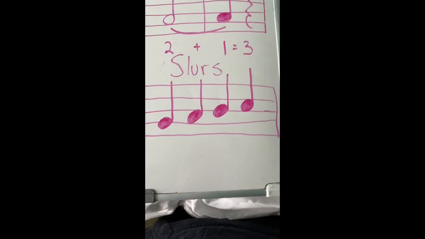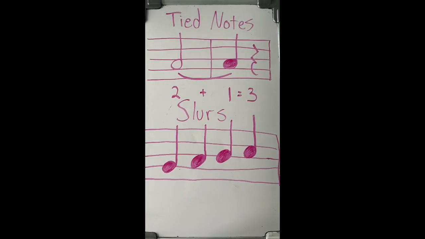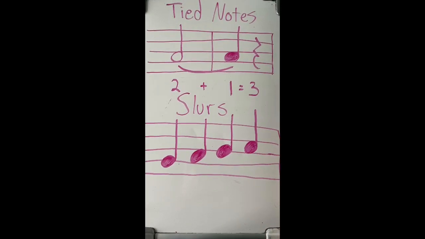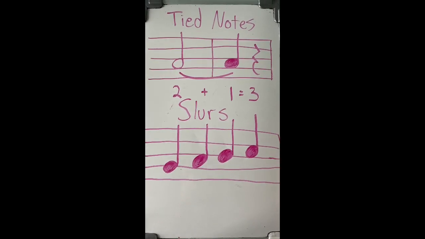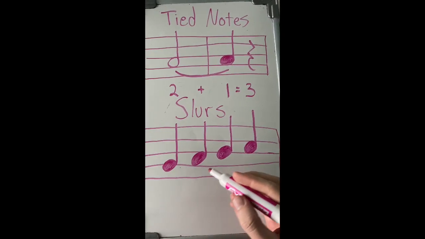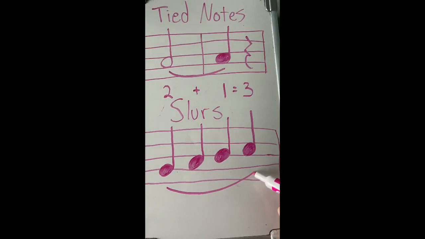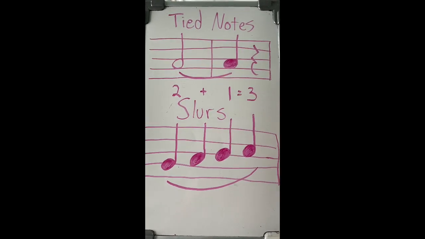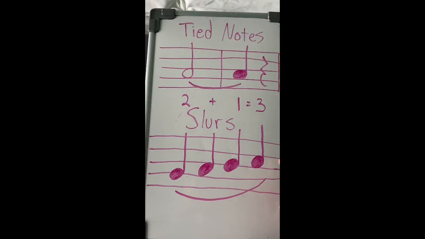Now, the next part, the part that's a little bit more confusing, are slurs. For some of you violinists and cello players in 4th grade, you probably have already experienced slurs and you know all about how to play them. Slurs look very similar to tied notes. If I wanted to make this rhythm and these notes a slur, all I would do is draw a line that connects all 4 of them together. What that means is I'm going to play those notes as smoothly as possible.